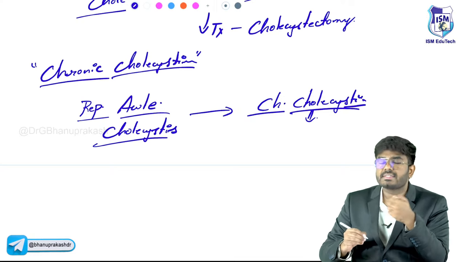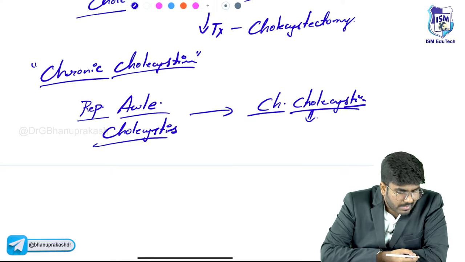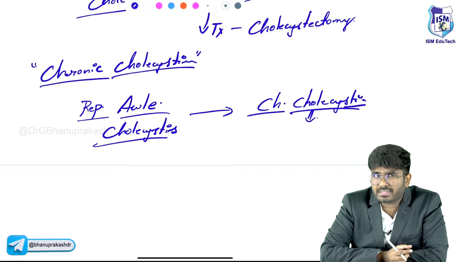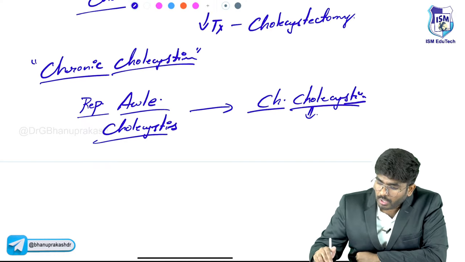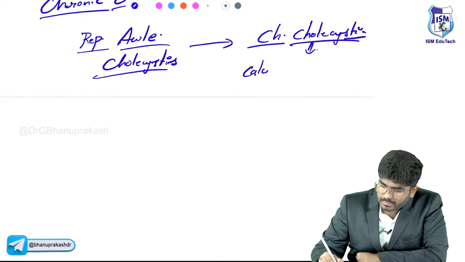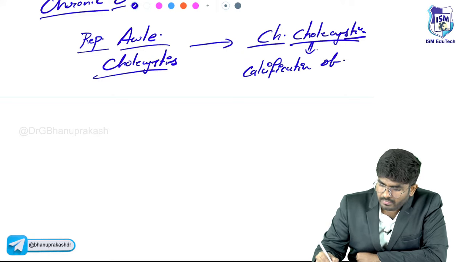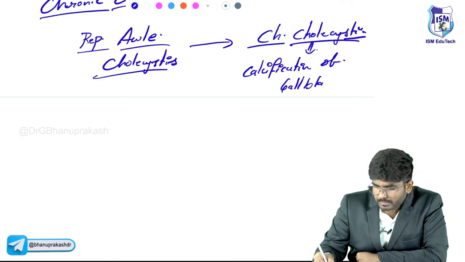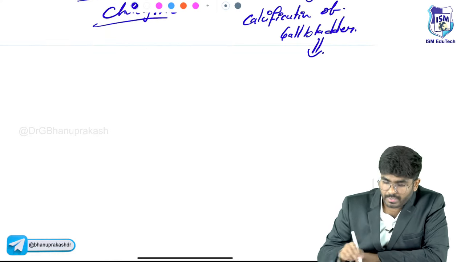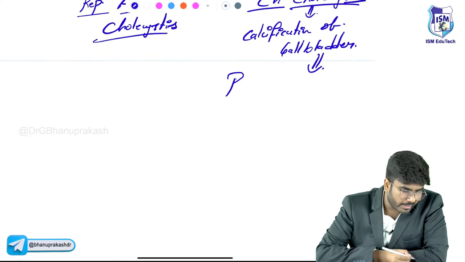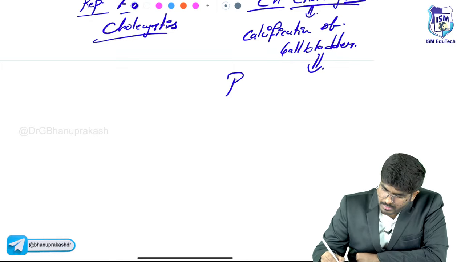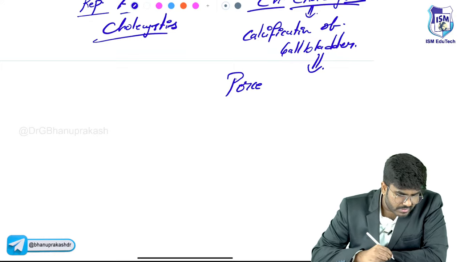So what exactly is happening in chronic cholecystitis, sir? The important point which I want you to know is that it's not just thickening of the gallbladder. The gallbladder is getting calcified. It's a calcification of the gallbladder. So this calcified gallbladder is now called a porcelain gallbladder. What is it called? Porcelain gallbladder.